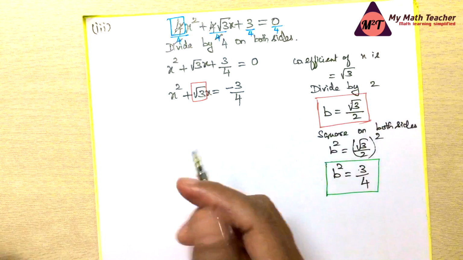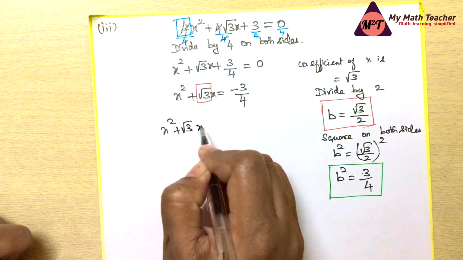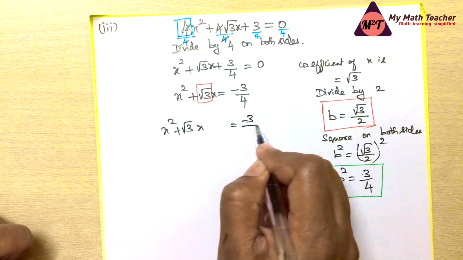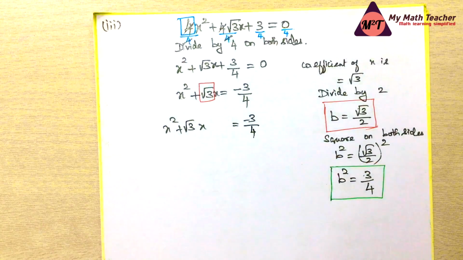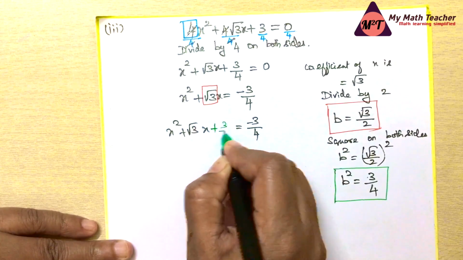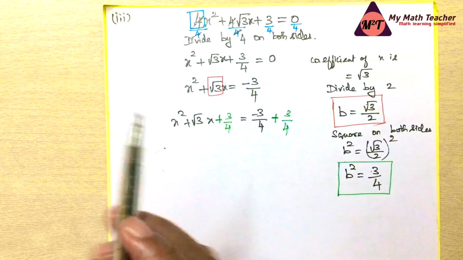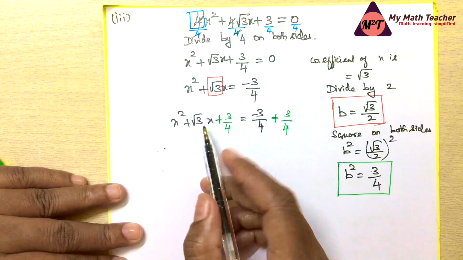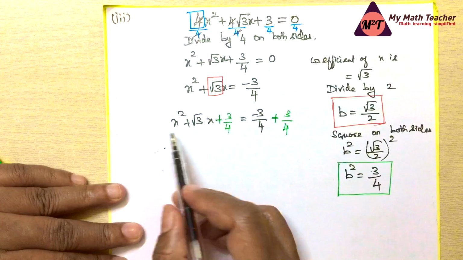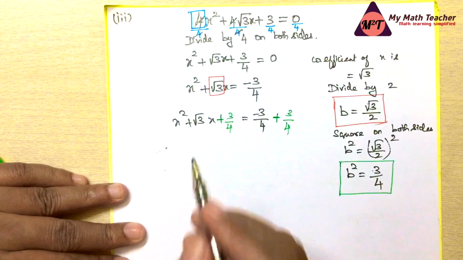Now this is what we are going to add on both the sides. Here, x square plus root 3x is equal to minus 3 by 4. Now what we are going to add is the b square, plus 3 by 4 on both sides. The left hand side we have to convert into the identity, whether it is a plus b or a minus b. We know all the signs are positive. It will be definitely a plus b.